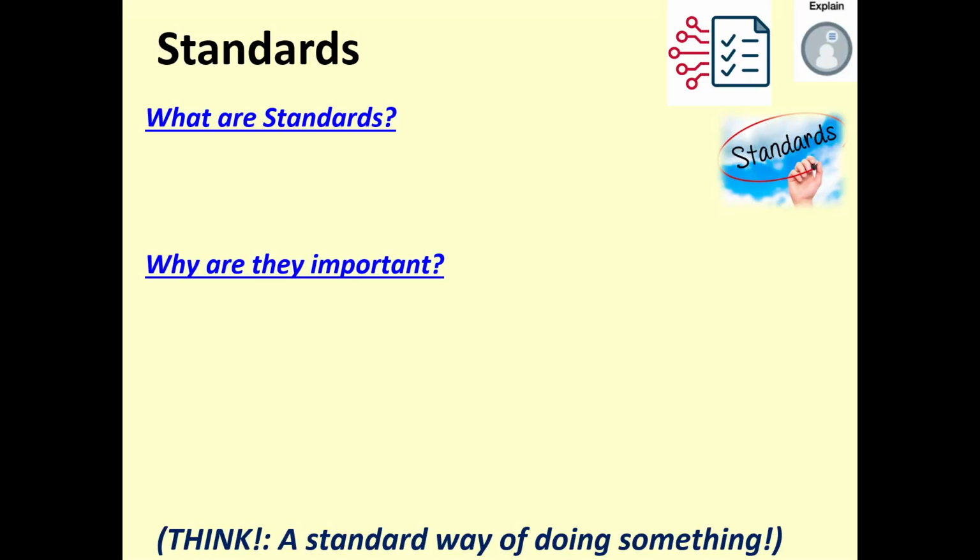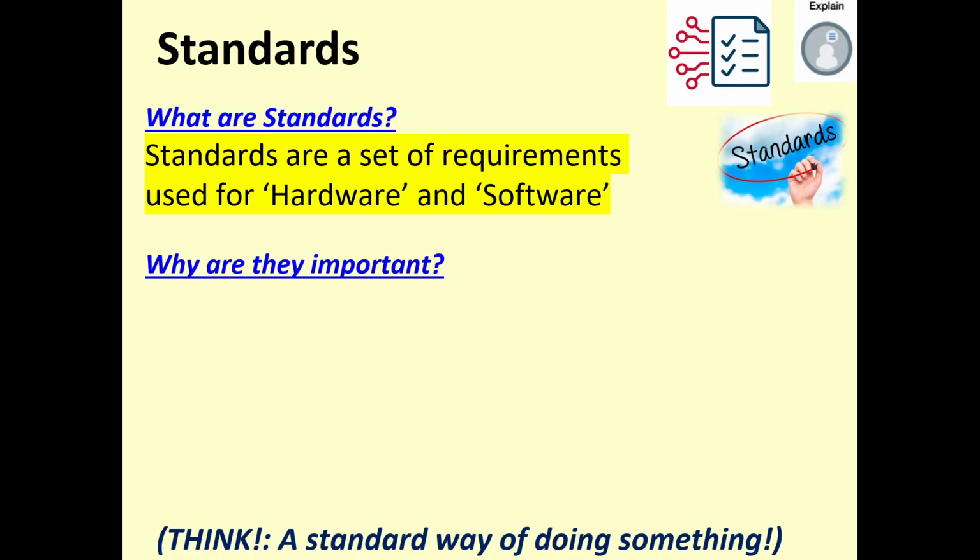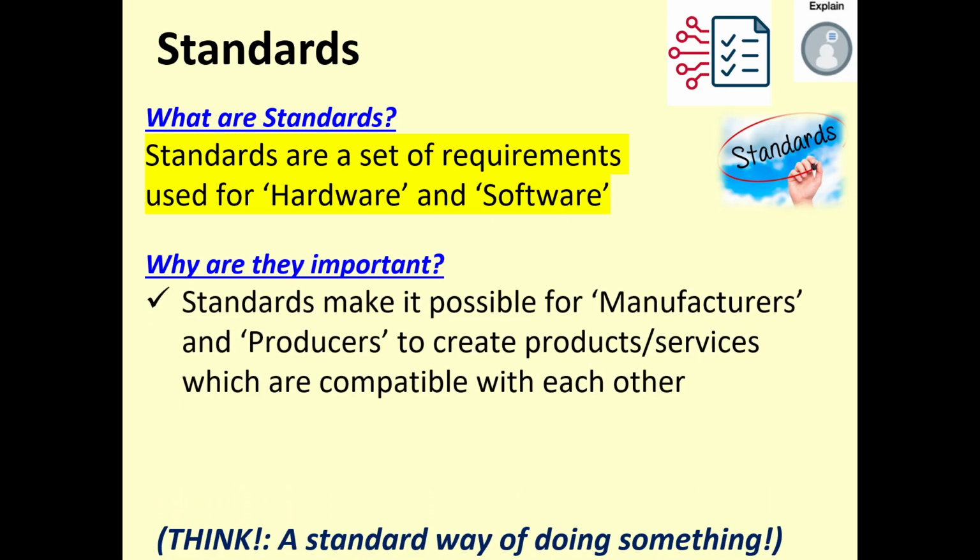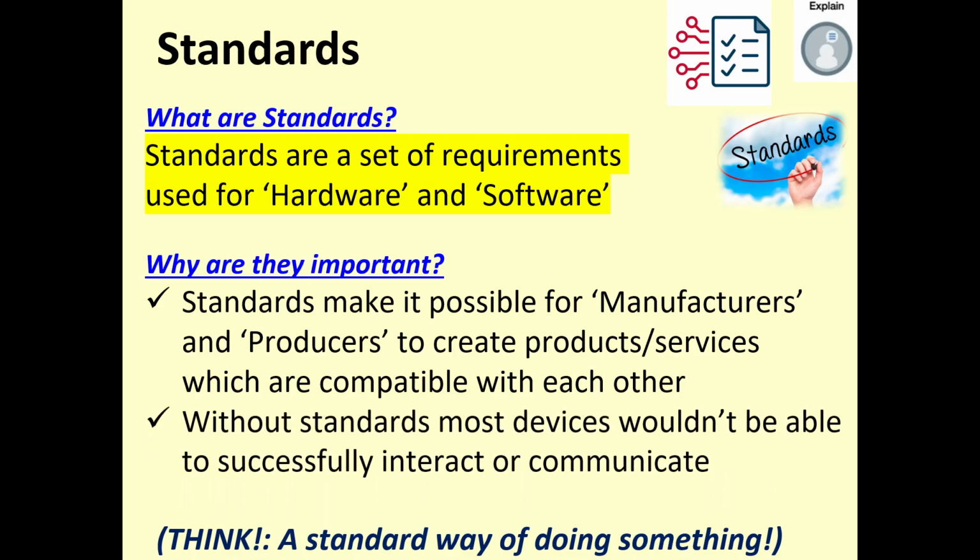Okay, starting from the very beginning of this, what are standards? We covered this at the start of looking at networks and protocols. So standards are a set of requirements that are used for hardware and software. Requirements, okay? Not rules, requirements. They make it possible for manufacturers, for people that create technology, to produce products that are compatible with each other, which work together. Without standards, a lot of things wouldn't work or wouldn't be able to interact, communicate and work together. So think a standard way of doing something, okay? A set of requirements for hardware and software.